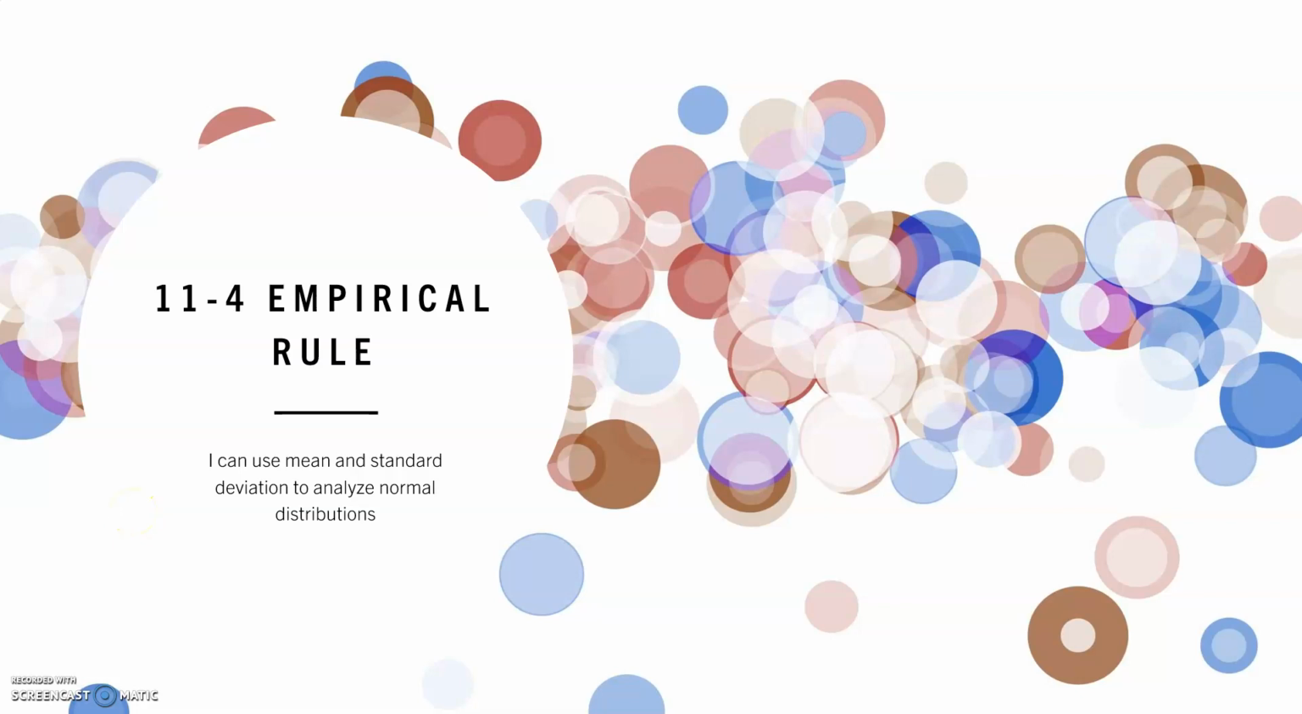The next section is about looking at a symmetric curve, one that is bell-shaped, and using the empirical rule to make some decisions about how much data is represented by that normal distribution.